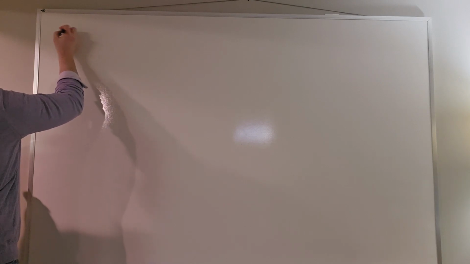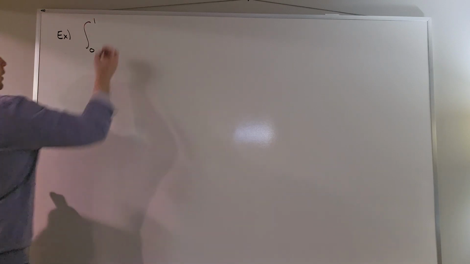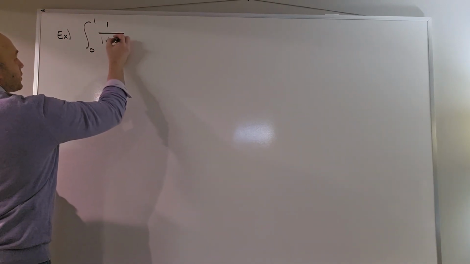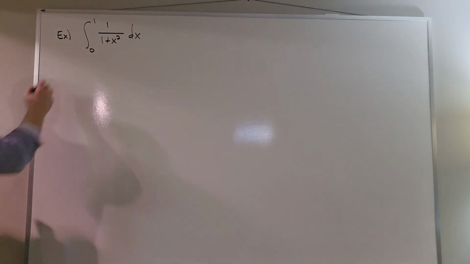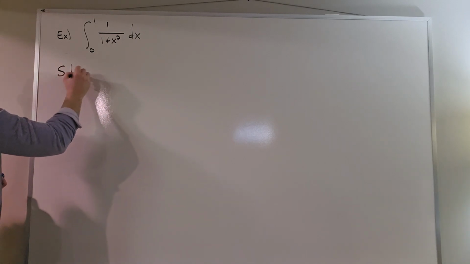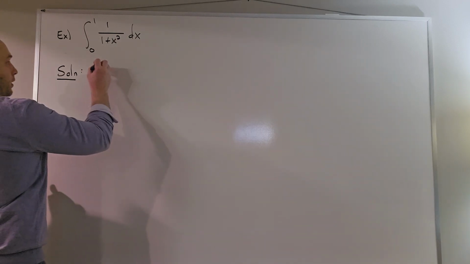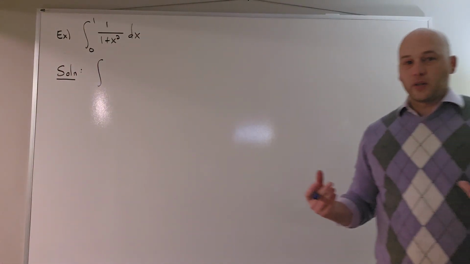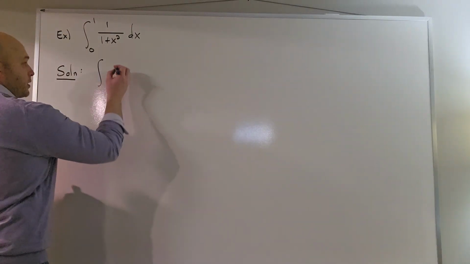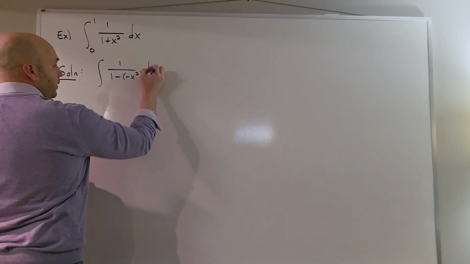Along the same lines of the previous example, let's compute the following. Let's look at the integral from 0 to 1 of 1 over 1 plus x squared dx. Okay, so, solution. I'm going to think of that expression as the expression resulting from a geometric series. In other words, I want to start by writing this as 1 over 1 minus negative x squared.